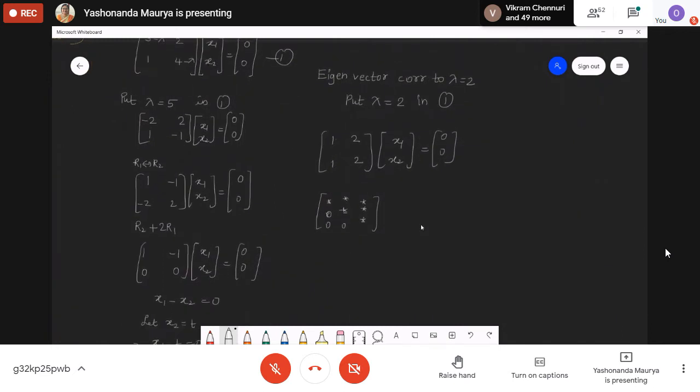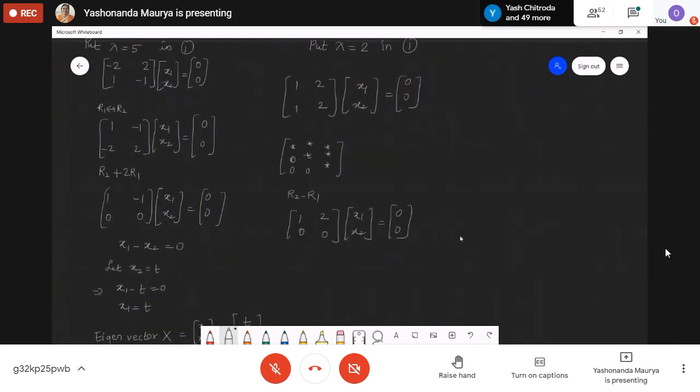Now over here, how can we make this 0? Row transformation, R2 minus R1. So what we'll have is 1, 2. This will be 0, this will be 0. Here it will be x1, x2, 0, 0. Now we have got the echelon form, so we write down the equations. What are the equations? x1 plus 2x2 is equal to 0.